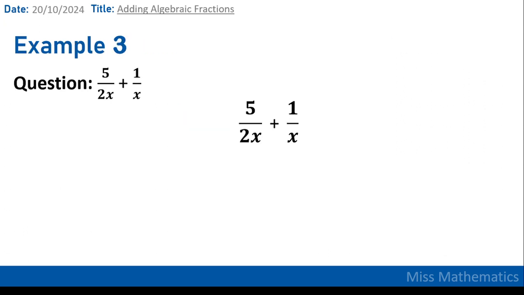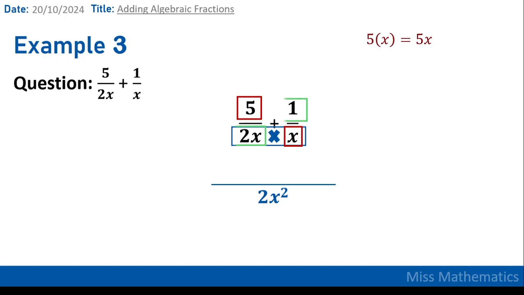Example 3. 5/(2x) + 1/x. So we can use the same method even though this one looks a bit different. 2x times x, this is 2x squared. Please remember you don't add the x's, you times them. Then you do 5 times x, which is 5x, and 2x times 1, which is 2x. And then you can add them and you get 7x over 2x squared.